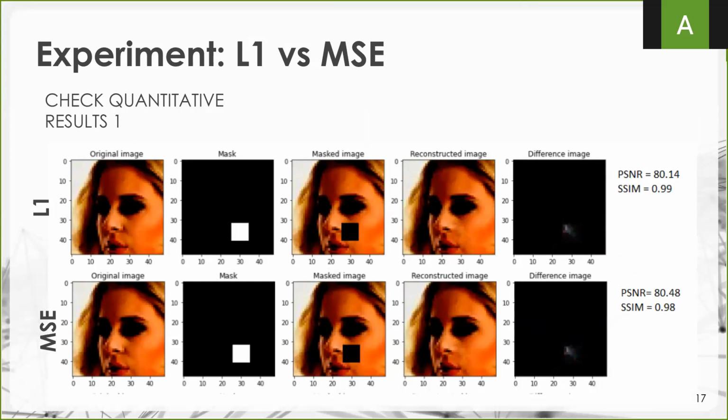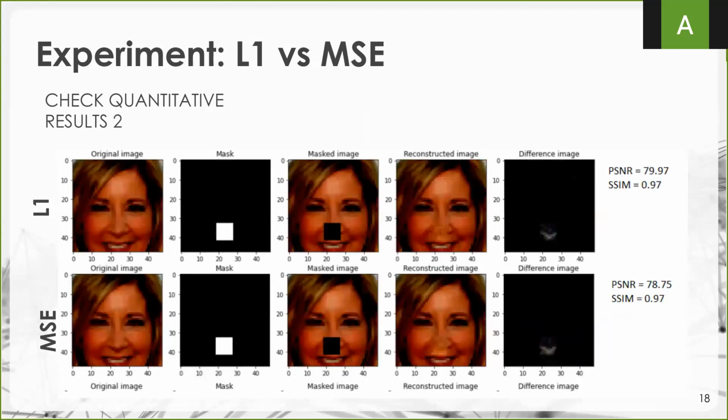Here are other results of experimenting with L1 and MSE loss. To estimate the image quality between the original image and our reconstructed image, we used two metrics: the structural similarity index measure and the peak signal to noise ratio. Here you can see the results. The reconstruction using L1 loss and using MSE loss is almost the same, and both work well, which proves that we can choose either of them and the image reconstruction is good.